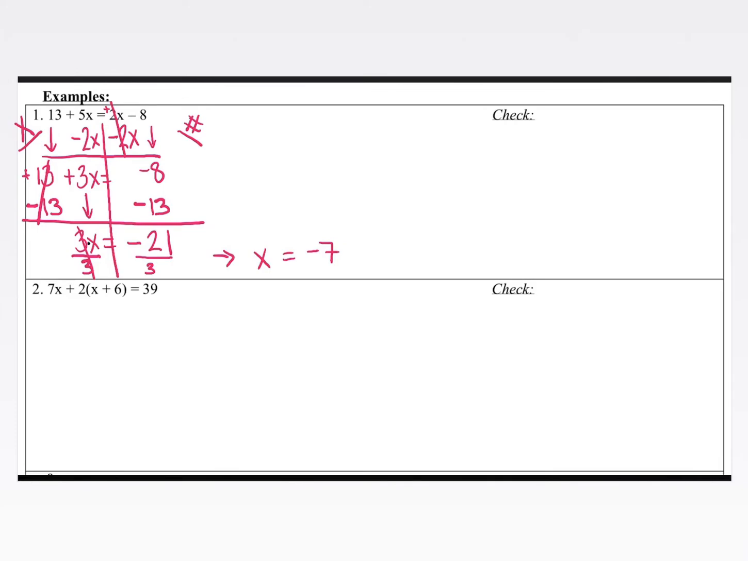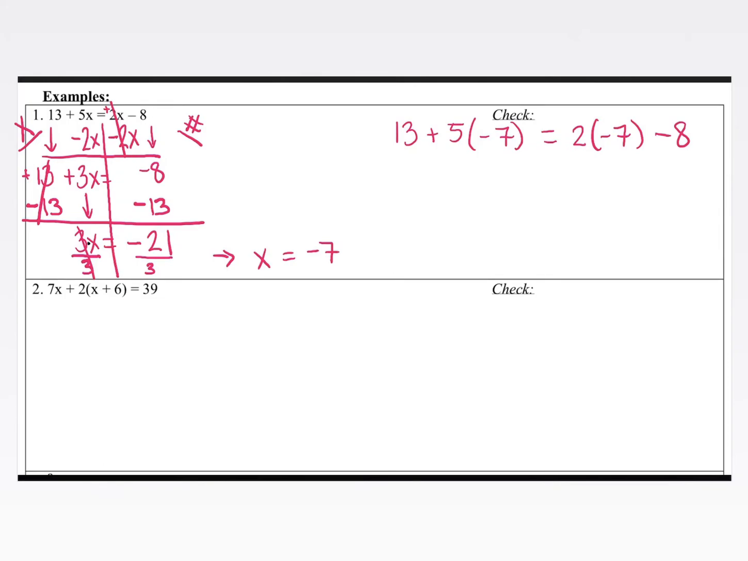Now, before we move forward, let's just plug our variable back in to check our work. So we're going to plug this back into the original equation wherever we see an x. So we have 13 plus 5 times negative 7, because remember it's 5x, so there's really a multiplication sign in between the two. This should equal 2 times negative 7 minus 8.